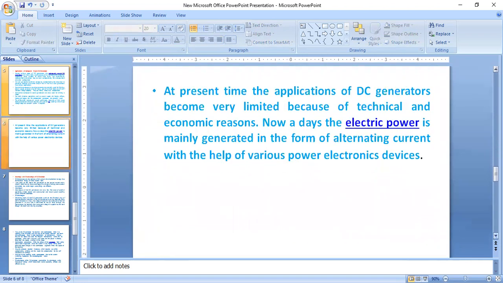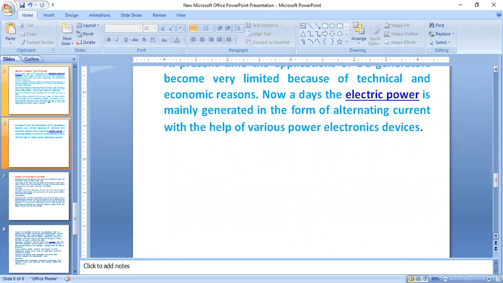At present, the applications of DC generators have become very limited because of technical and economic reasons. Nowadays, the electric power is mainly generated in the form of alternating current with the help of various power electronic devices.